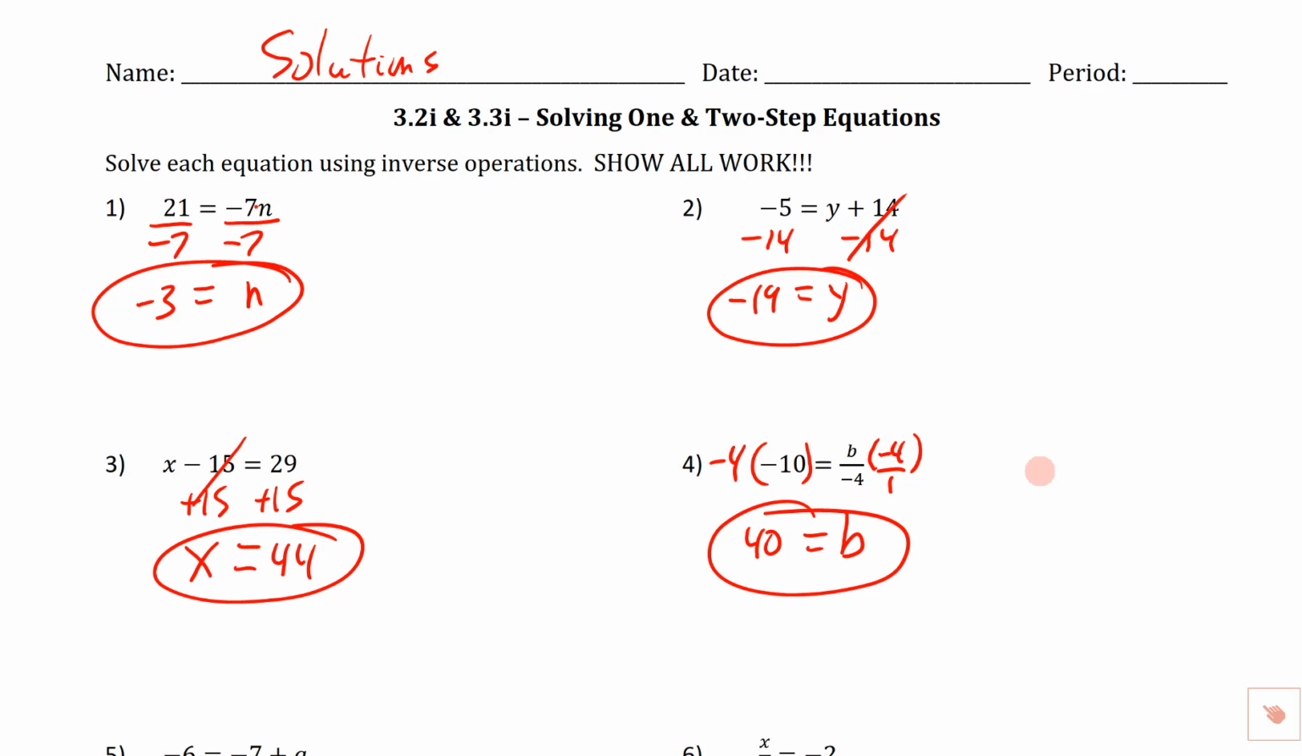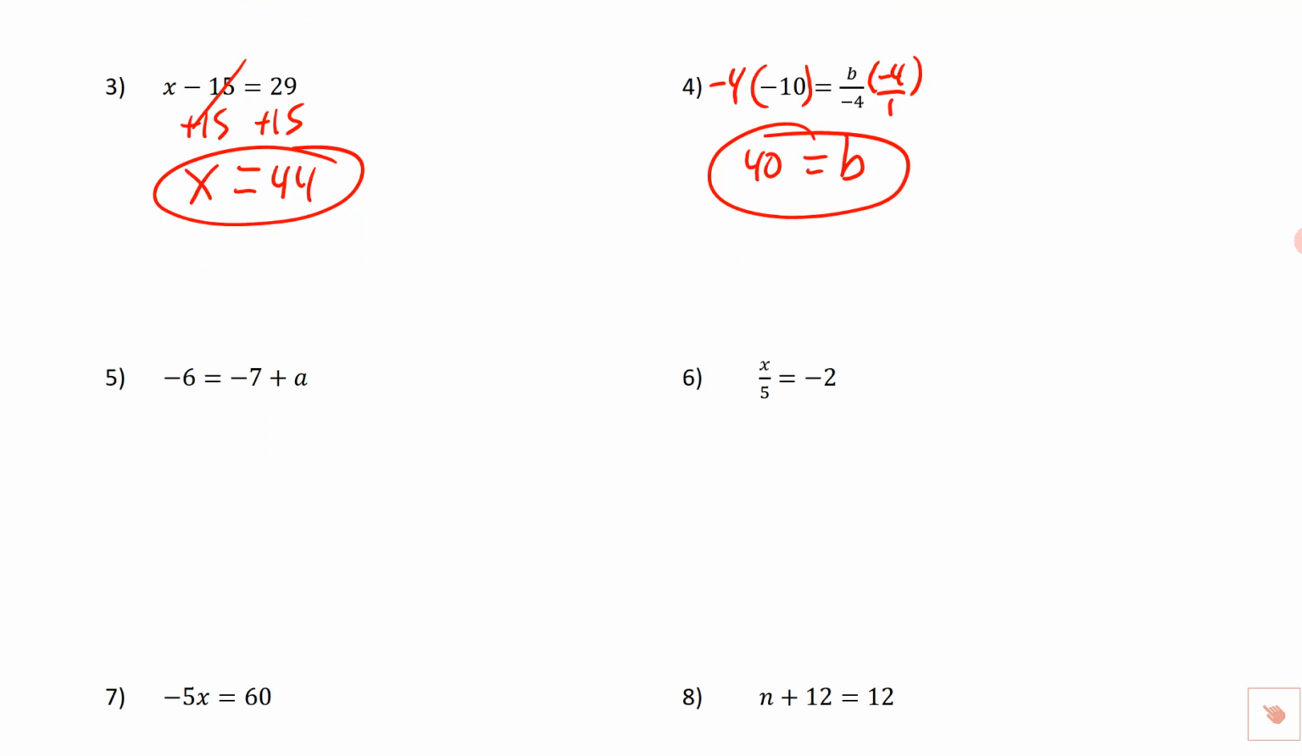So I'm going to slide down here and keep rolling through this. We want to get the a by itself, so we want to get rid of subtracting 7, or a -7, so we're going to add 7 to both sides. Those cancel each other off. This is a positive a, so I'm just going to write an a. If that had been a negative, we'd need to keep track of that, so be aware of that. And then we've got a negative 6 plus a 7, so we end up with a 1.